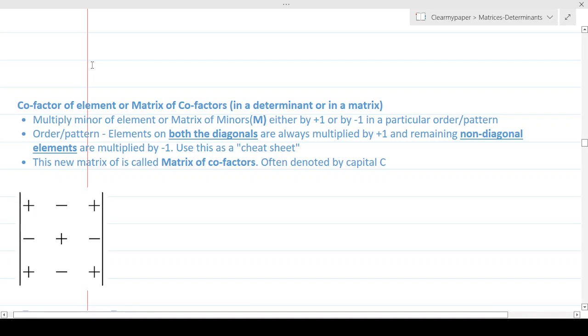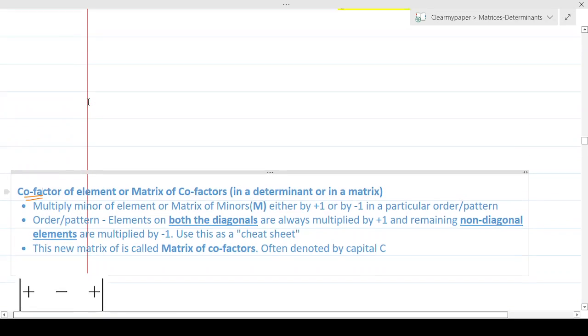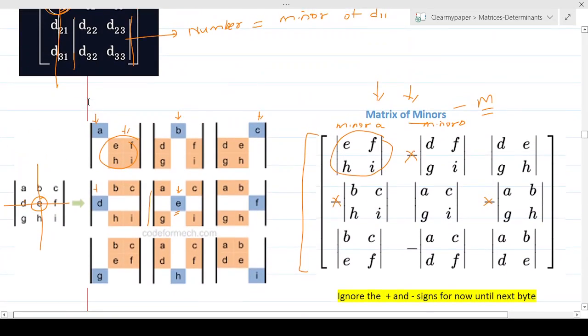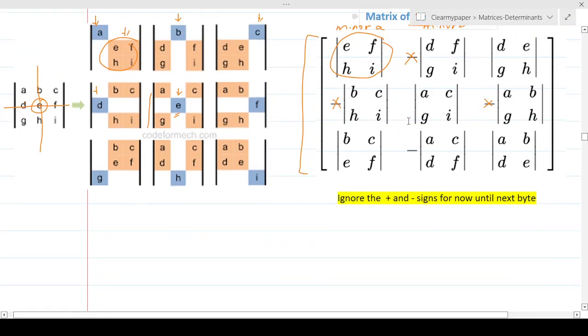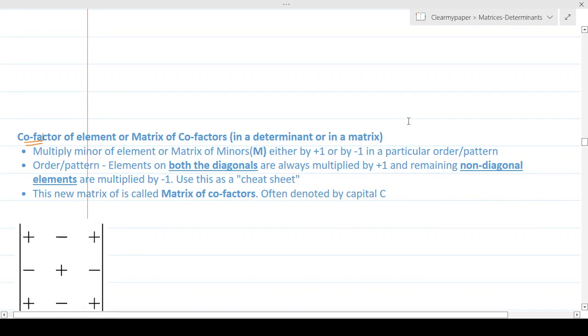So let's talk about another new terminology or jargon in the matrix determinant world, which is called cofactor, or cofactors of an element, or cofactor of a matrix or a determinant, however you want to say it. In the last episode, we covered another jargon, which was the minor of an element. If you remember, we discussed the minor of an element and what a matrix of minors is, and we are just going to continue on that line.